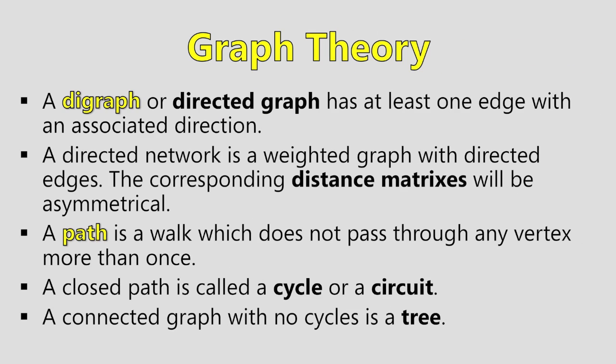A digraph or a directed graph has at least one edge with an associated direction. A directed network is a weighted graph with directed edges. The corresponding distance matrices will be asymmetrical in this case, because you can only go one way along each line. It's a lot nicer, if that makes sense. Probably not. A path is a walk which does not pass through any vertex more than once, and a closed path is called a cycle or a circuit, and a connected graph with no cycles is a tree.